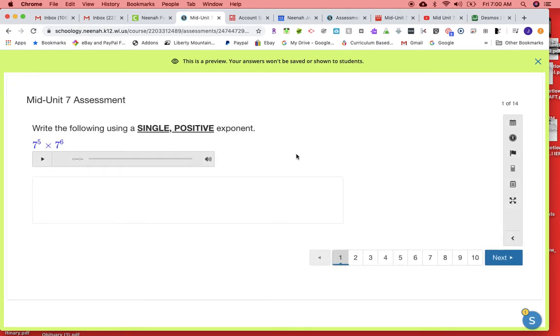So when you start, here's one of the first questions. Write the following using a single positive exponent. So it gives you the problem. But right here, every question is going to have a bar that has the play symbol. Click the play. Question number 1. Write the following using a single positive exponent. 7 to the 5th power times 7 to the 6th power. What does that equal?